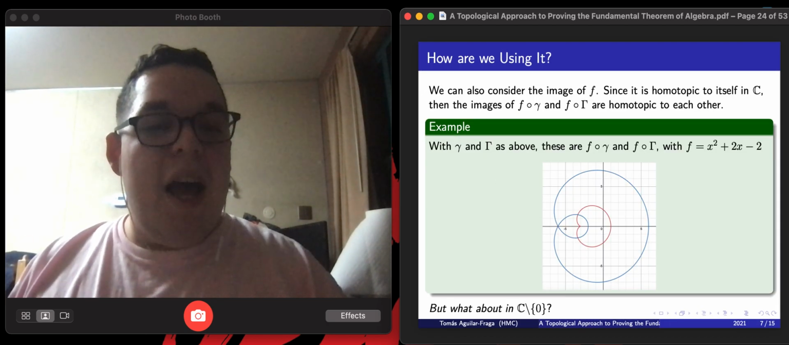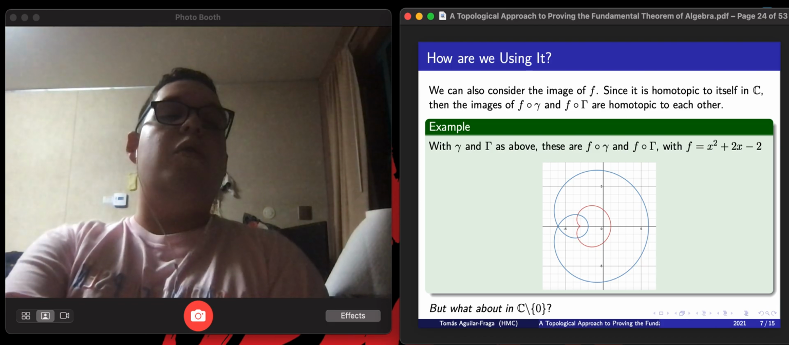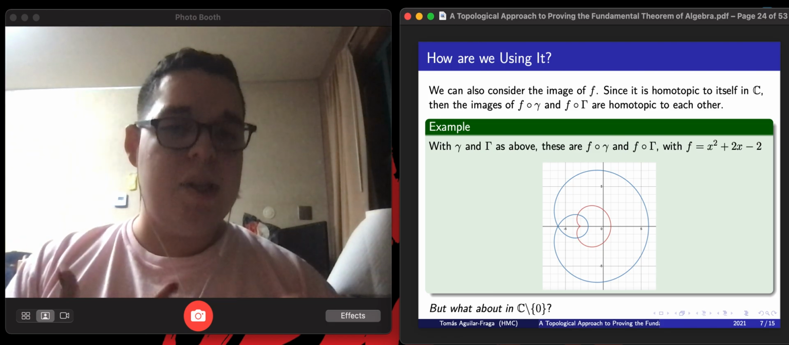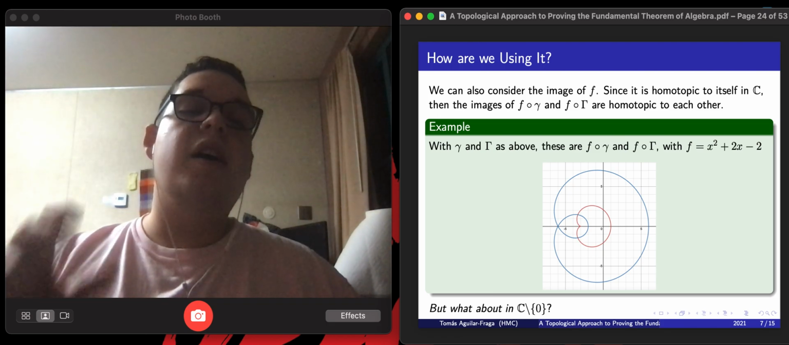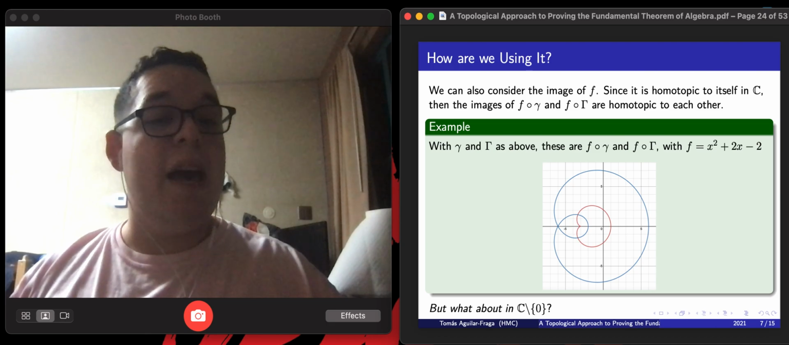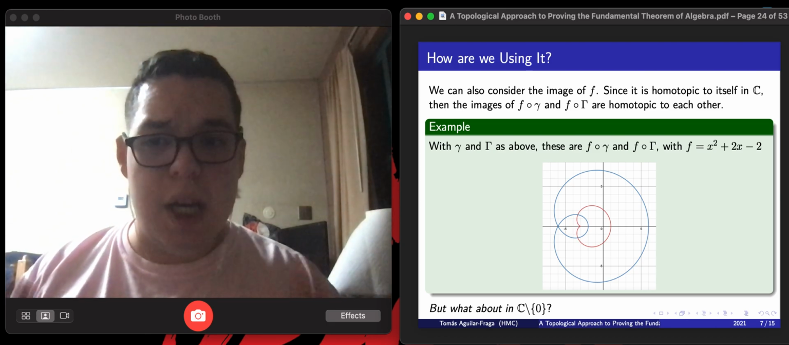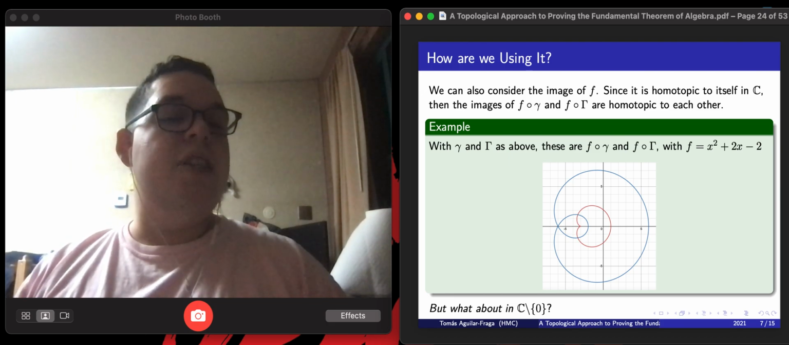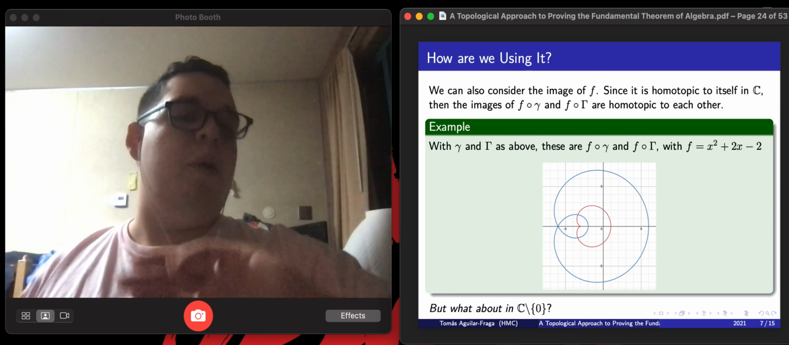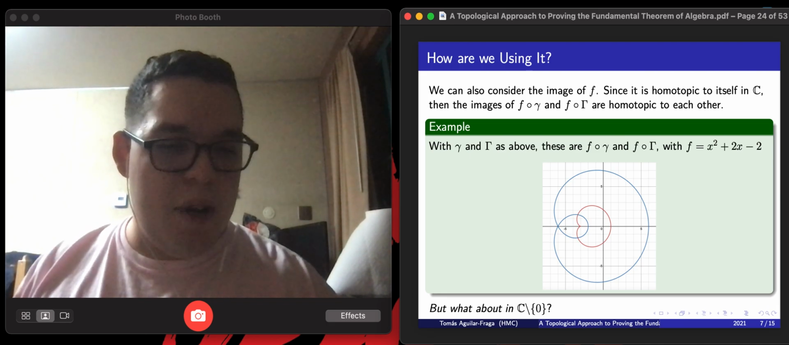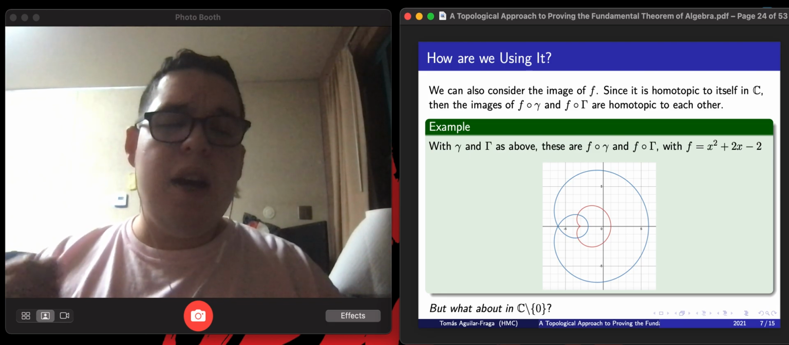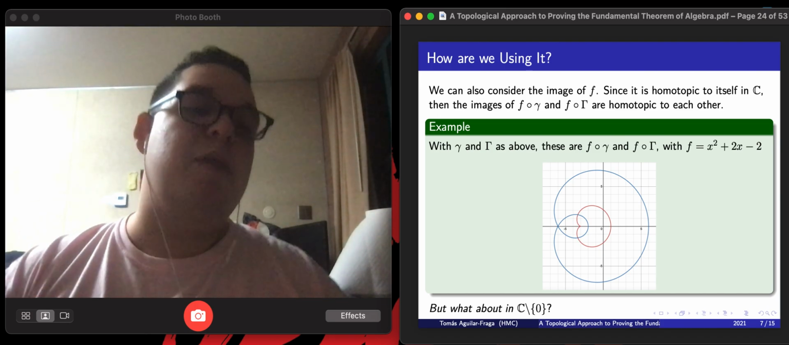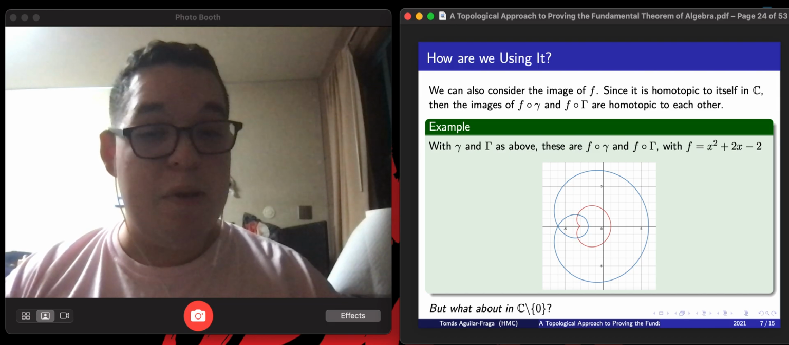Pretty clear. We can also consider, though, the image of f, right? Since f is homotopic to itself in the complex numbers, then the images of f composed with little gamma and f composed with big gamma are homotopic to each other. This is just a theorem from algebraic topology. This is what these paths might look like if you had this particular polynomial, for example. But are these always homotopic in the punctured plane? That's what's going to be really important for our eventual proof here.